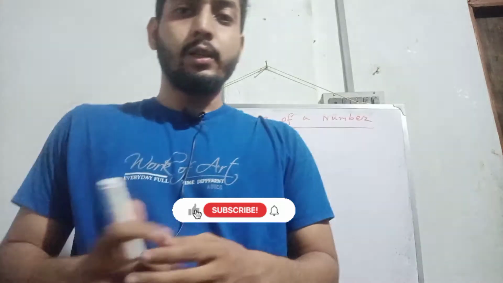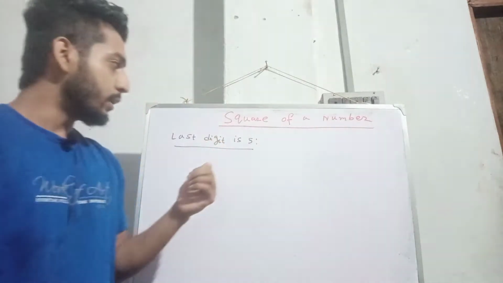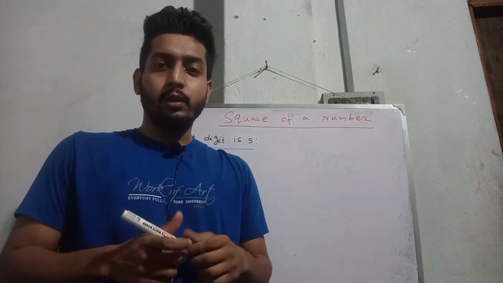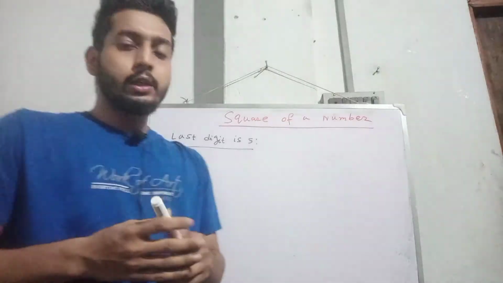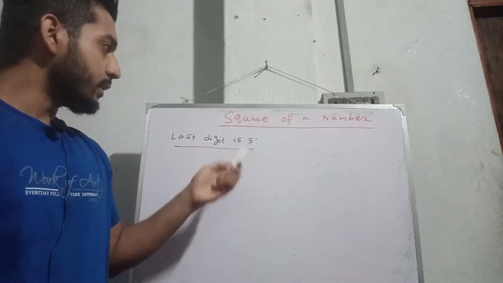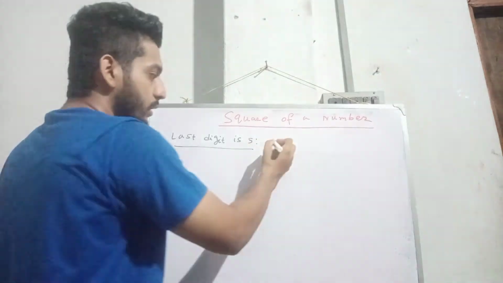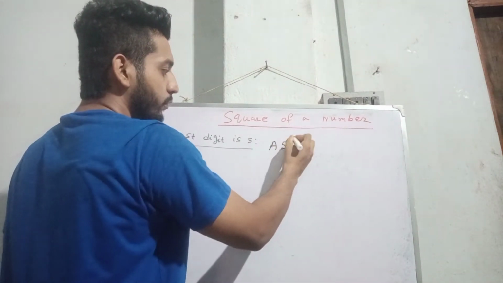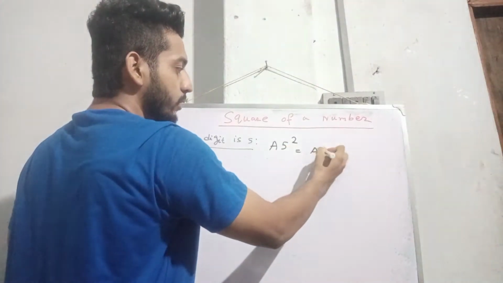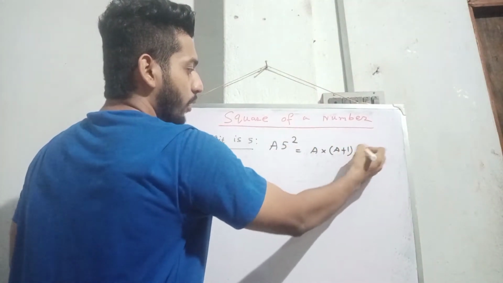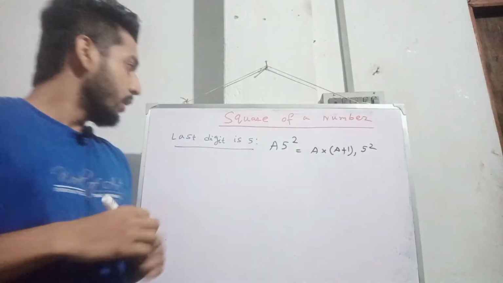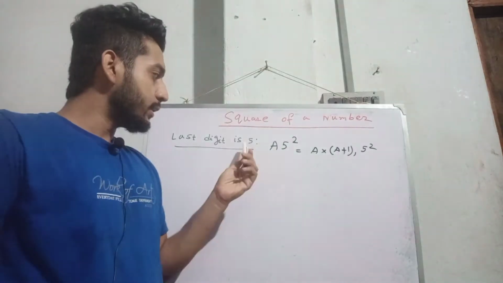So, at first, I will discuss how to find the square of a number whose last digit is 5. For finding this type of square, we can use a formula. If the last digit is 5, suppose a number is a5. If we need to find the square of a5, then the formula is a into a plus 1, comma, 5 square. This is the formula we can use to find the square of a number whose last digit is 5.